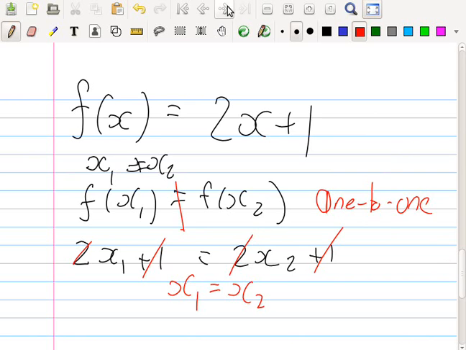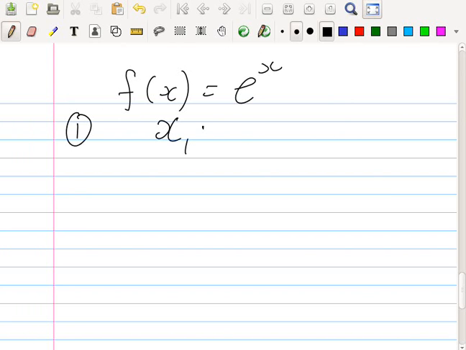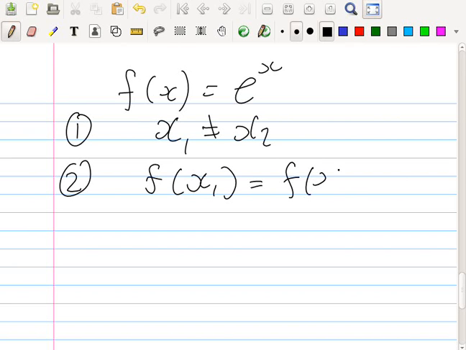Okay. So let's take here f(x) = e^x. Now before I start, does anybody know what this could be from the graph? It's one-to-one, because it's continually increasing. So let's use the formula. Step 1, you start off by saying x1 does not equal x2. And then the second step is you see if you can solve this. So, what do you get here?